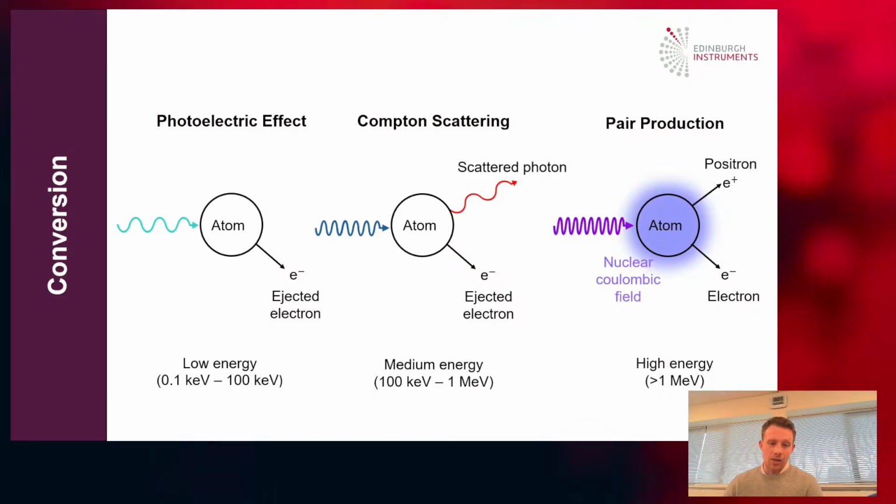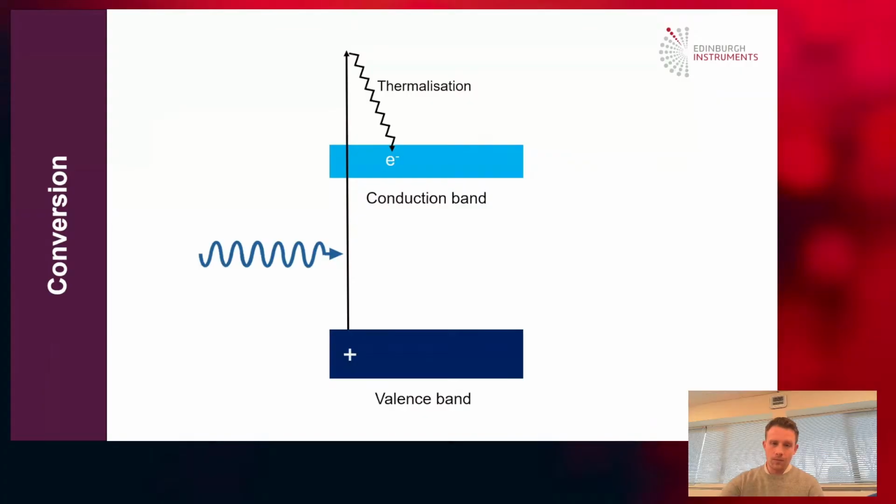At higher energies, between 100 kiloelectron volts and 1 megaelectron volt, it's dominated by Compton scattering. In this process, the ionizing radiation energy is partially transferred to a valence electron, and some of the energy is then scattered as a lower energy photon. And then interact with the nuclear Coulombic field, and this will generate an electron and its antiparticle, a positron. So these three processes will generate large numbers of high energy electrons.